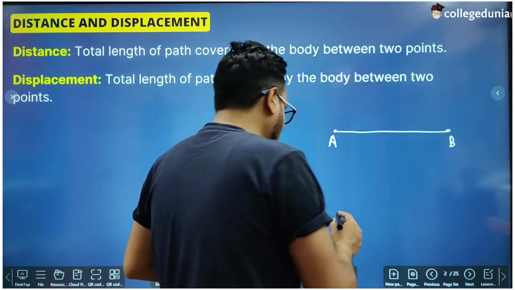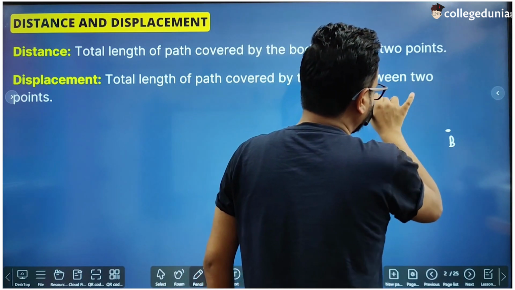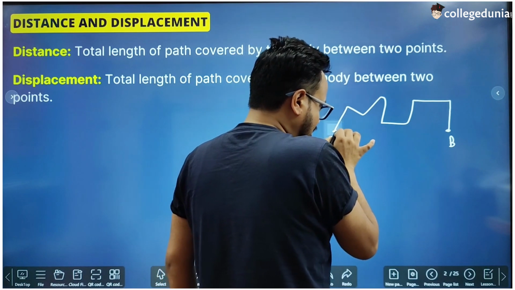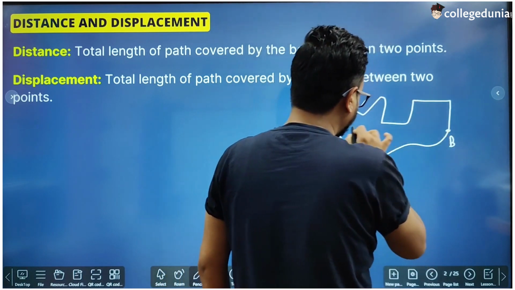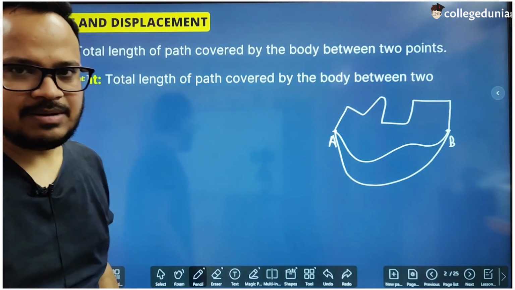So there must be a path like this when you go from A to B, or there can be another path also. So there are many possibilities.